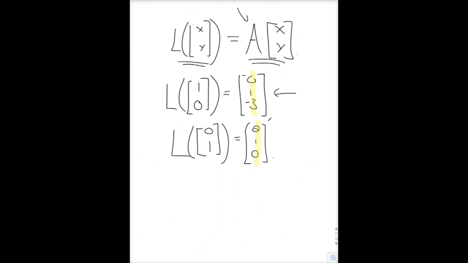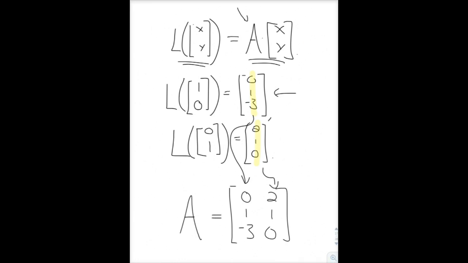So now let's take those vectors and line them up as column vectors. Here's (0, 1, negative 3), and here's (2, 1, 0). Here they are. And of course, what you've probably noticed by now is this is precisely the matrix A that we introduced above, the matrix that represents the linear map L.